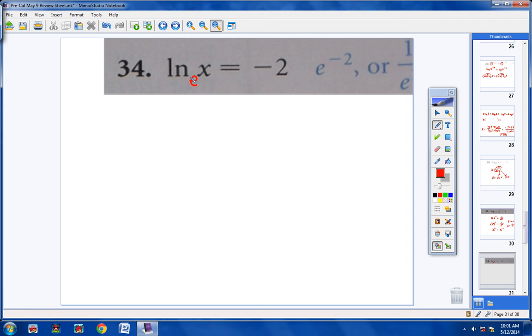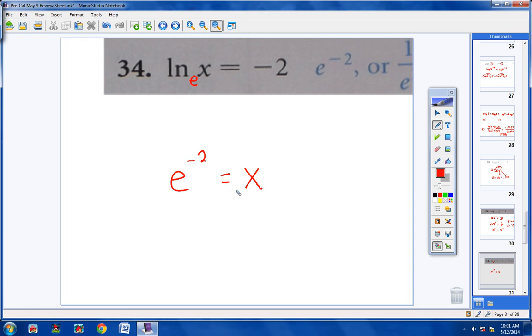Now, look, you have one log on one side and no log on the other side. So we're going to write it exponentially. But hold it. Is there anything to the left? No. Do we have just the log and its argument? Yes. So let's write it exponentially. E to the negative 2 equals x.